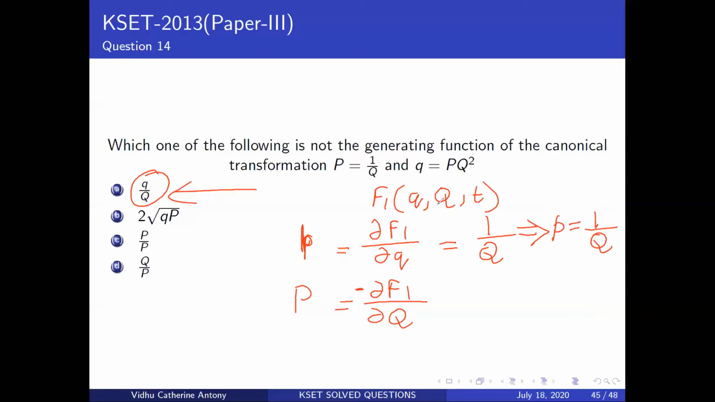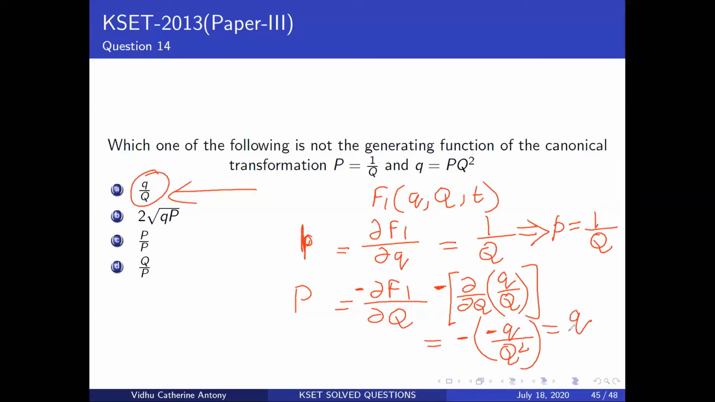Next one that I have: I take a partial differential with respect to capital Q. So I get a minus, but I'm doing a dou by dou Q of q divided by Q. So what's that going to give me? That's going to give me a minus q divided by Q squared, so a q divided by Q squared. Okay, so what do I get? Little p is equal to 1 divided by Q, and I get a big P which is equal to little q divided by big Q squared. So I get a little q equal to PQ squared.